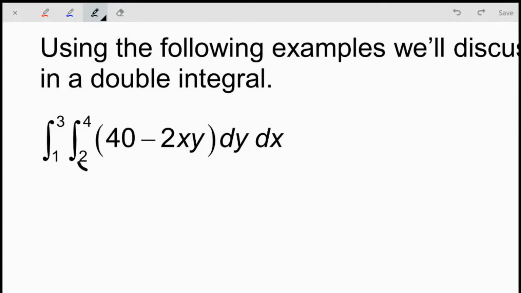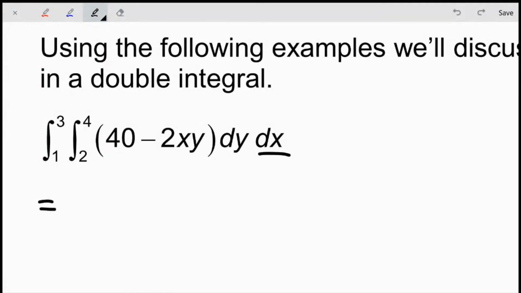That means that these are y values. So the y region goes from 2 to 4, and then we're going to do the x next. That means this is my x region. So I have a rectangular region that goes from 1, 3 in the x direction to 2, 4 in the y direction. Okay, so let's work through this.